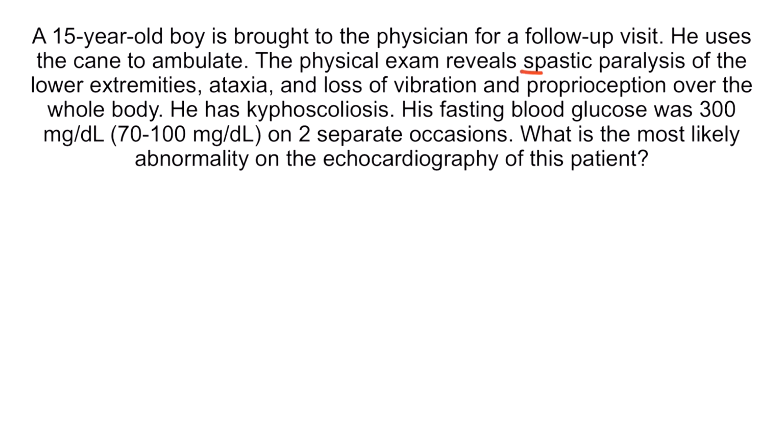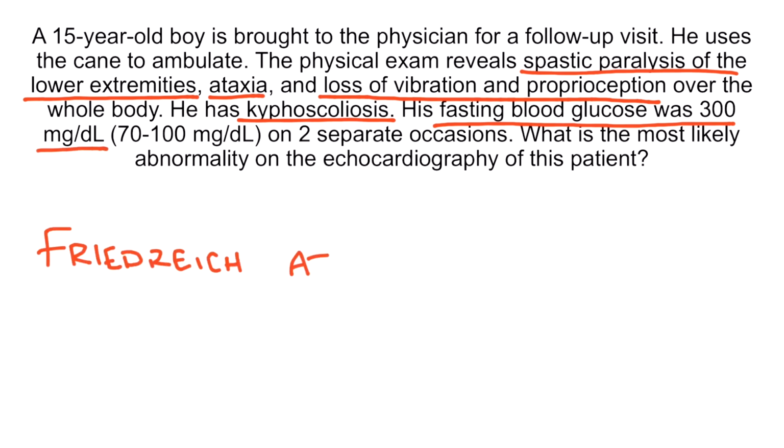The patient has spastic paralysis of lower extremities, likely due to degeneration of the lateral corticospinal tracts. Ataxia is caused by damage to the spinocerebellar tract. Loss of vibration and proprioception can be explained by degeneration of dorsal columns. He has kyphoscoliosis. He also has diabetes mellitus based on his fasting blood glucose levels. All these findings suggest the diagnosis of Friedreich ataxia.